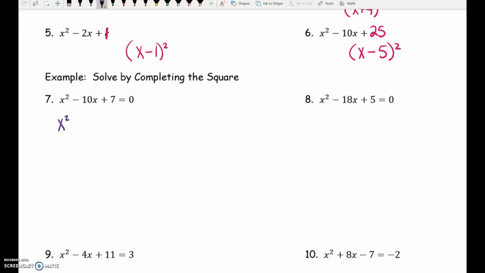The first thing that we're going to do is say that this 7 is problematic. So I'm going to subtract 7 on both sides and get it out of the way. So I subtracted 7 on both sides, and I'm just leaving this blank. X squared minus 10x blank equals negative 7 blank. What number would I want to write here to make this a perfect square trinomial? What's half of negative 10? Negative 5, and negative 5 squared is positive 25.